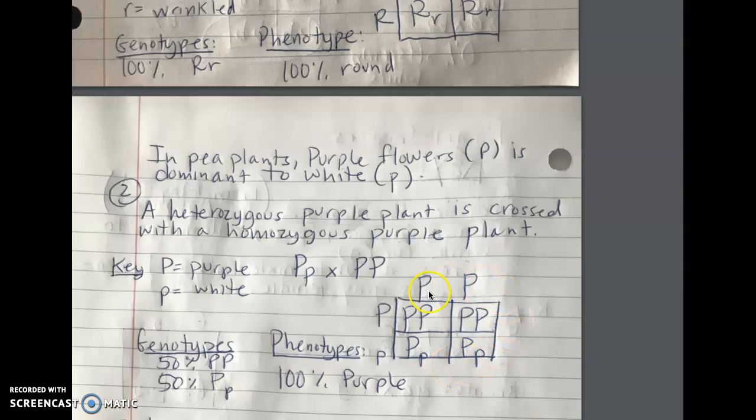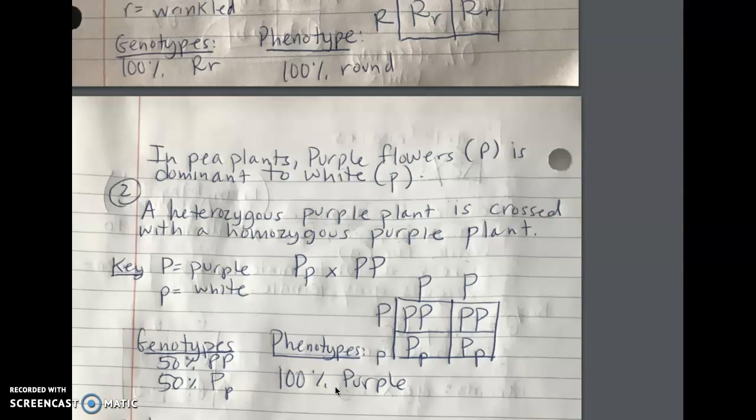Combine your alleles, and you end up getting 50% big P, big P, or 50% big P, little p, or 50% homozygous dominant, 50% heterozygous. That's your genotypes, the actual letters in the boxes. What will these offspring look like is your phenotype. What color will they be? Well, the big P will be purple, and so will big P, little p. So all of my offspring, or 100%, are purple.